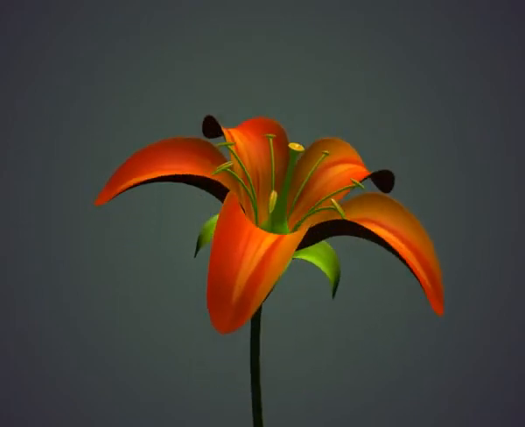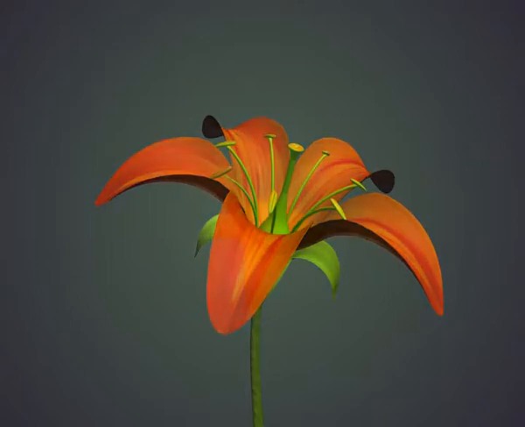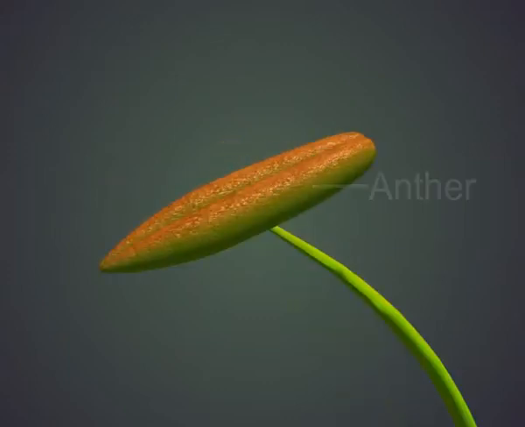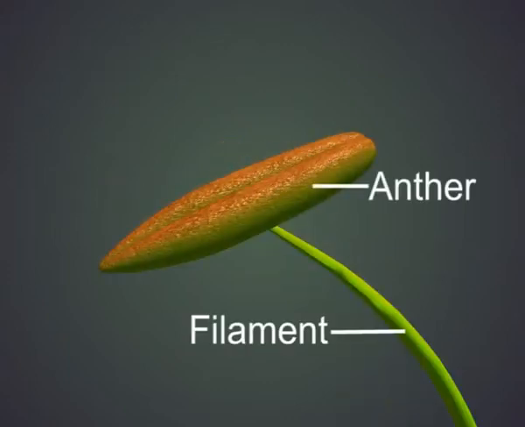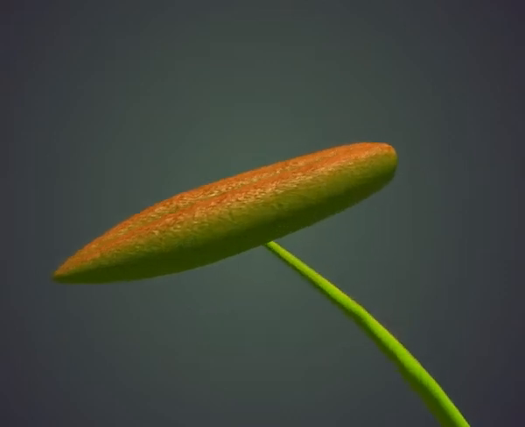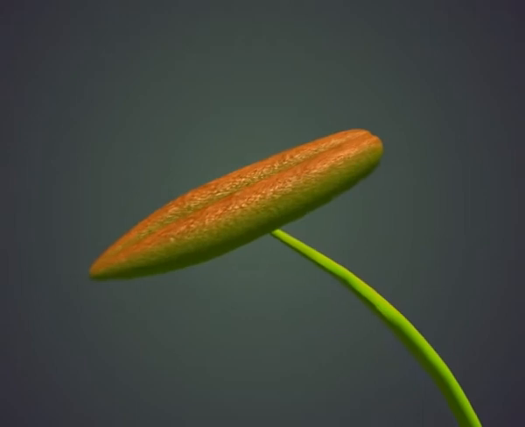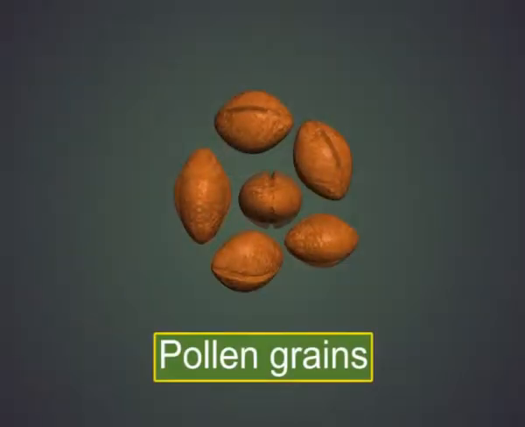Inner to the corolla are the male reproductive structures called stamens. Stamen is made up of anther and filament. Anthers are usually bilobed or maybe single-lobed. These anthers contain pollen grains.